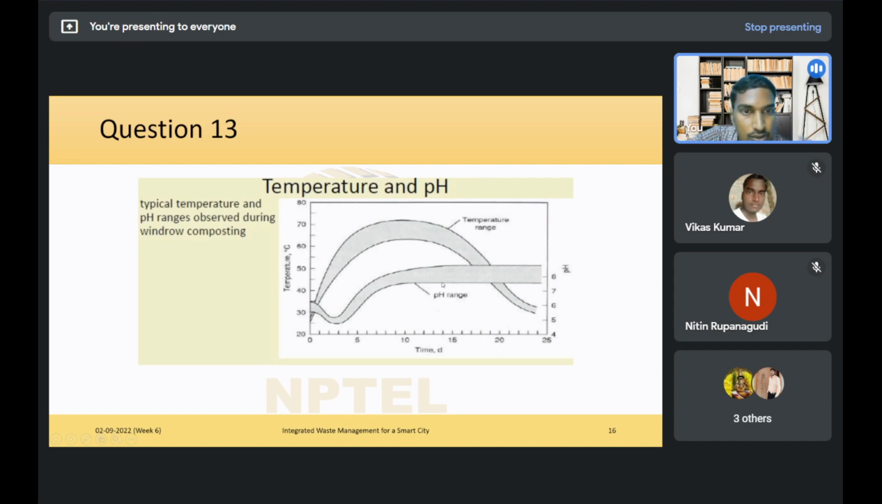It reaches a range of pH between 7.5 and 8.5, right? That is the range of pH, and this range is maintained for the rest of the period. So it is stabilizing at this range during the end phase, right? So the temperature is maximum in 5 to 15 days, and the pH is stable at the end of this composting process. That's why the options were A and C.